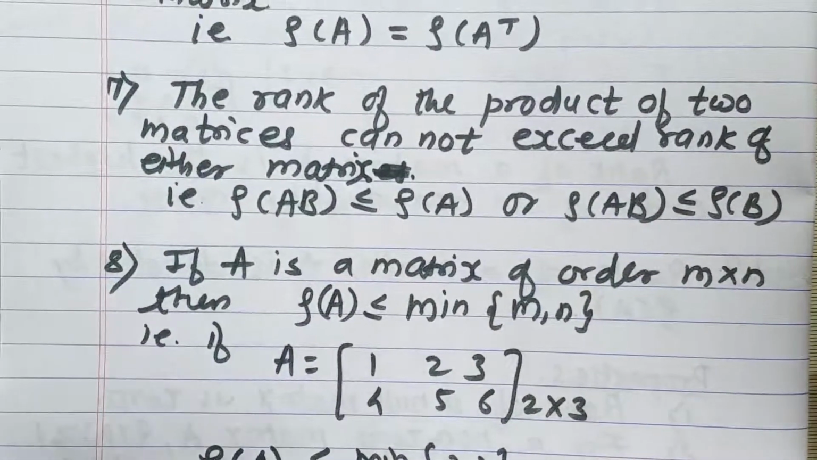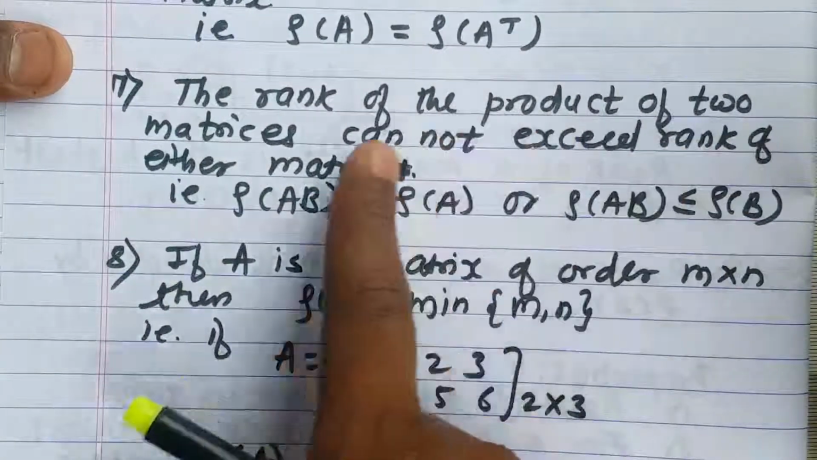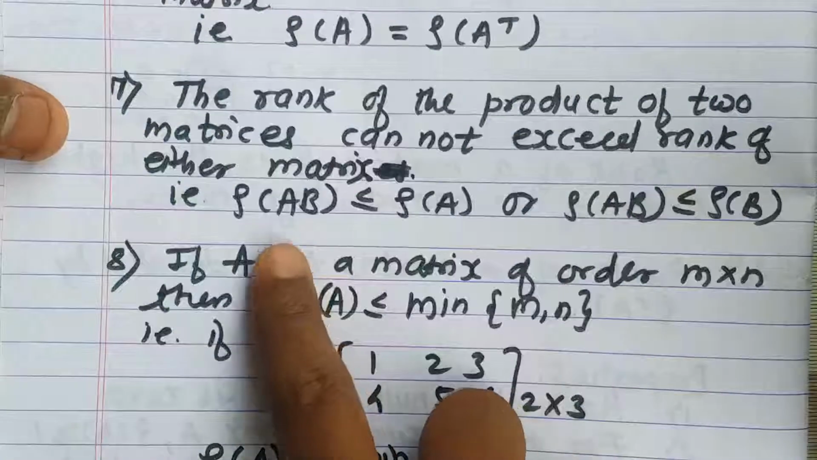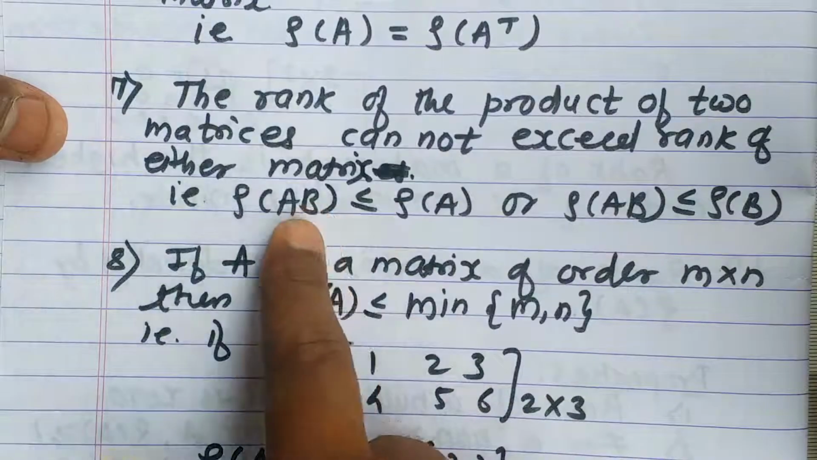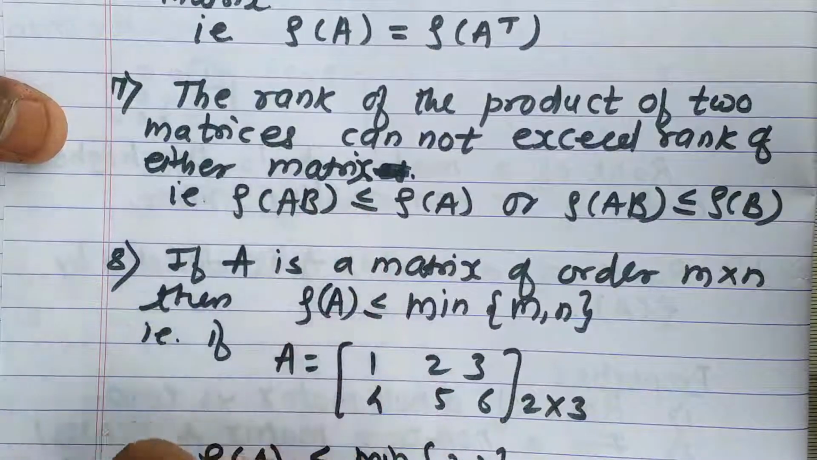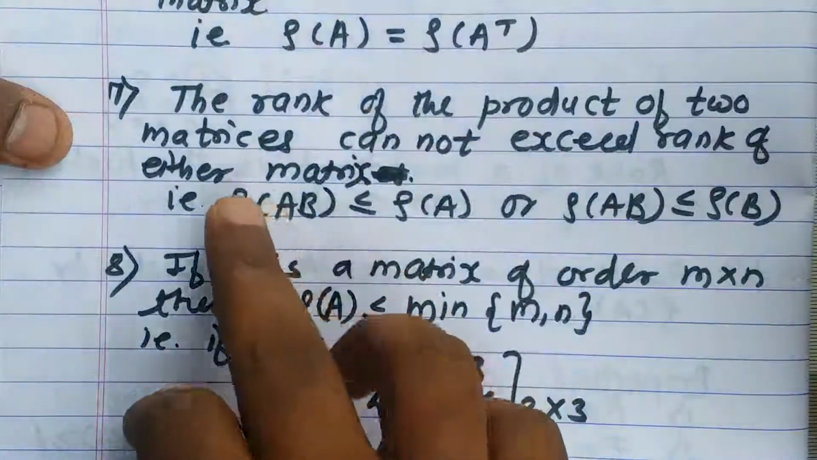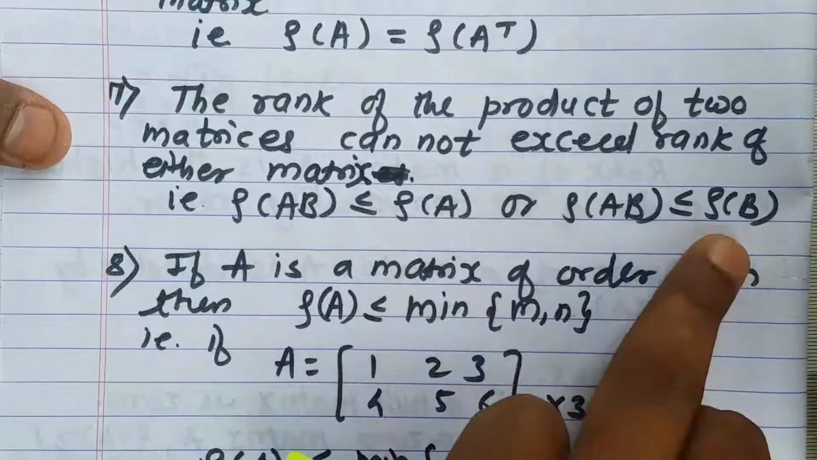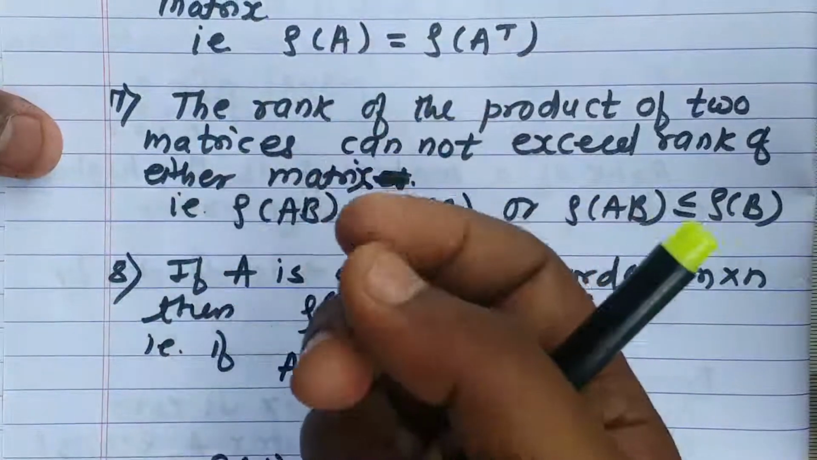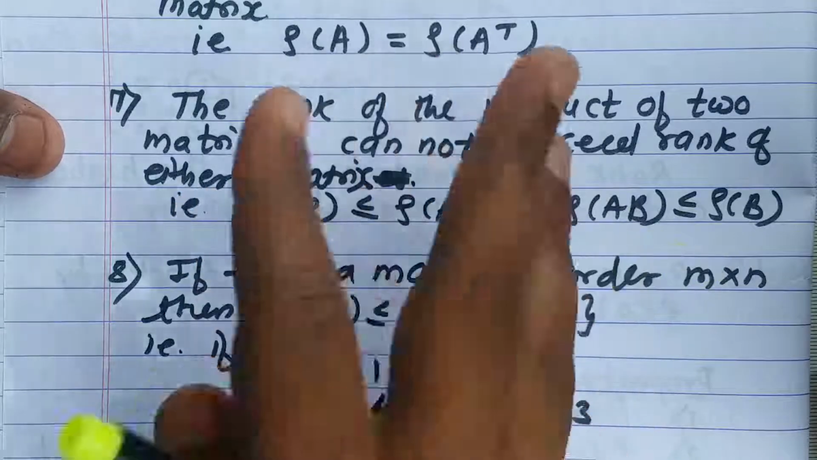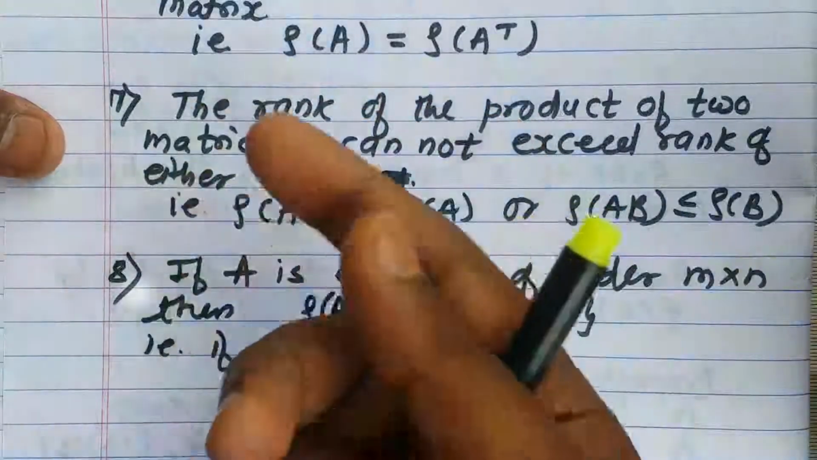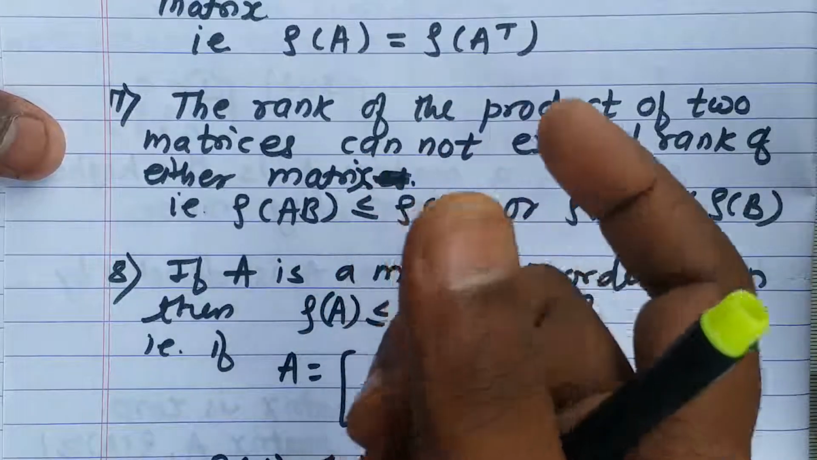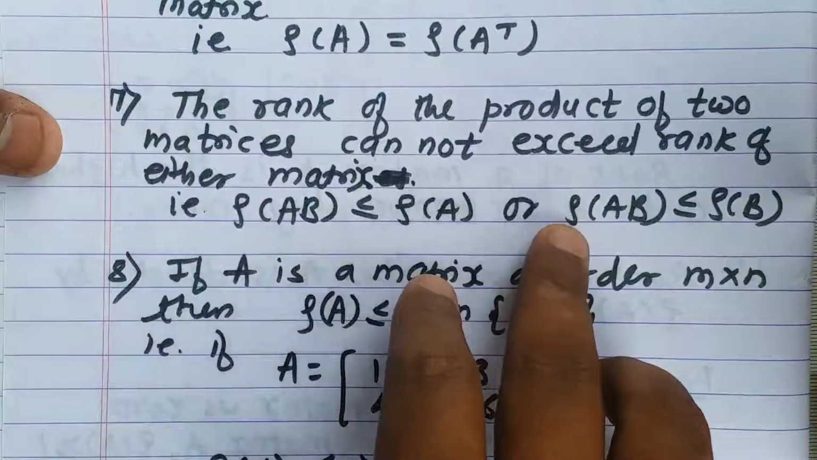Next property, the rank of the product of two matrices cannot exceed the rank of either matrix. It means if you take the multiplication of two matrices A and B, that multiplication will again be one matrix. The rank of that product matrix cannot exceed the rank of either matrix, meaning it cannot exceed the rank of A as well as the rank of B. So for example, if you have the multiplication of two matrices A and B, and you form the matrix A into B, and if you calculate the rank of A into B, that rank cannot exceed the ranks of A and B.